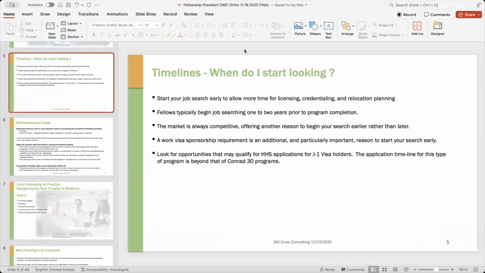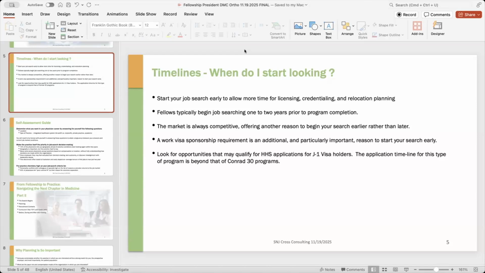Fellows typically begin their job search 1 to 2 years prior to completing your program. The market is competitive, as I've said before. Which is another reason to start early, because not only are there not as many physicians looking for a job, you want to be able to find the best job and not be left with something that you're not really interested in.